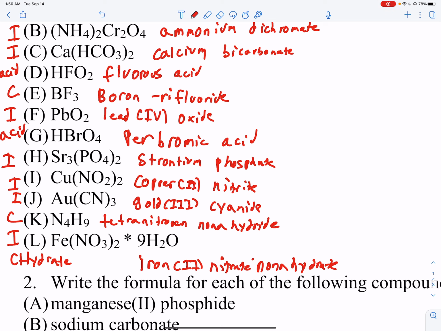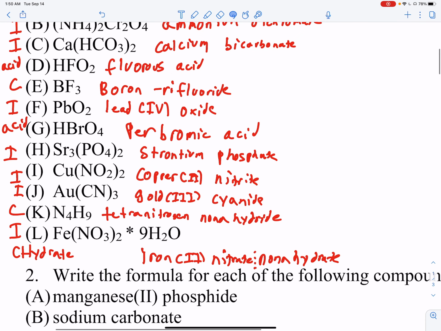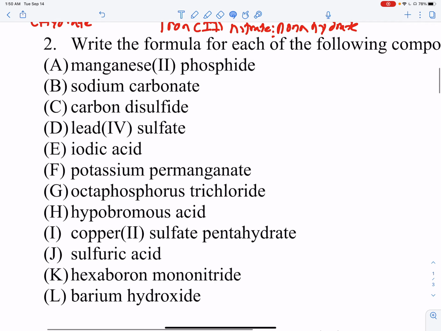So you do want to have a space in between those. It's not one word. Like I said, you name the compound over here, just regular nomenclature, and you specify how many water there is by putting a prefix, and then hydrate at the end. Okay, so that's number 1.